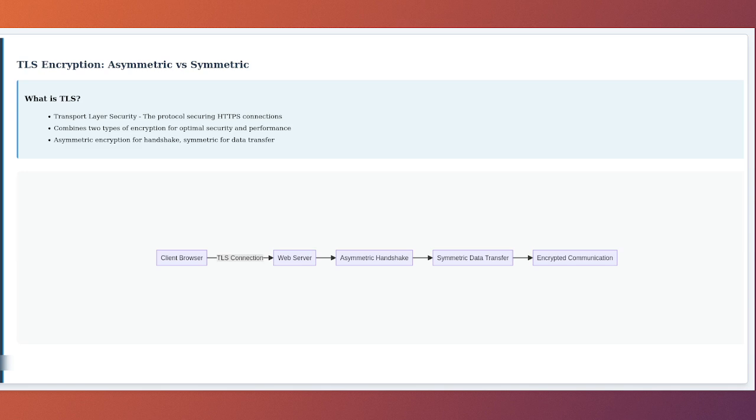Throughout this presentation, we will explore how this works in practice, examine the differences between various TLS versions, and understand why this dual approach is so critical for modern internet security. We will see real examples of TLS handshakes, understand the role of certificates, and discover how the protocol has evolved from Secure Sockets Layer to TLS 1.3.